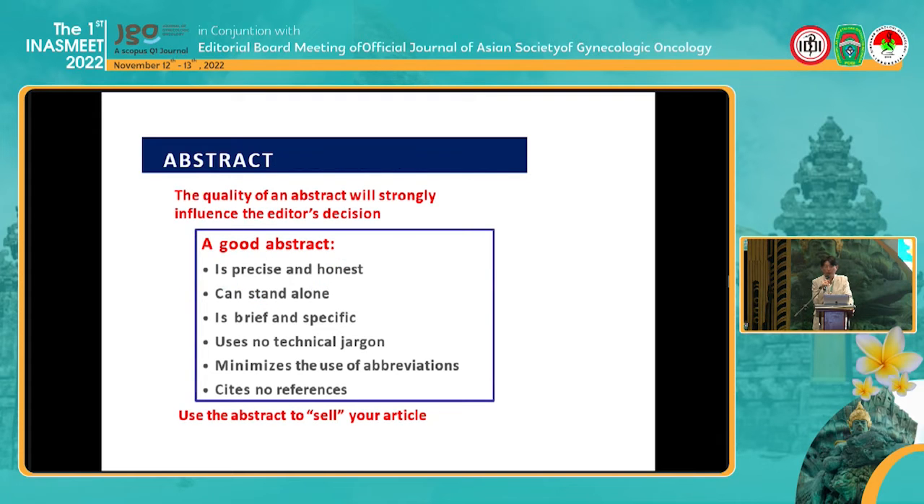At the end, you can write the abstract and title. The quality of the abstract will strongly influence the editor's decision. So a good abstract is precise and honest and can stand alone, is brief and specific, uses no technical jargon, minimizes the use of abbreviations, and cites no references. So use the abstract to sell your article.